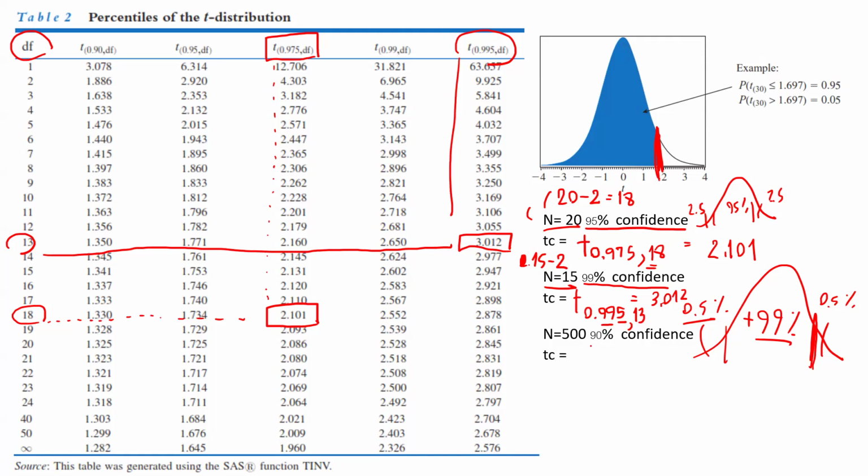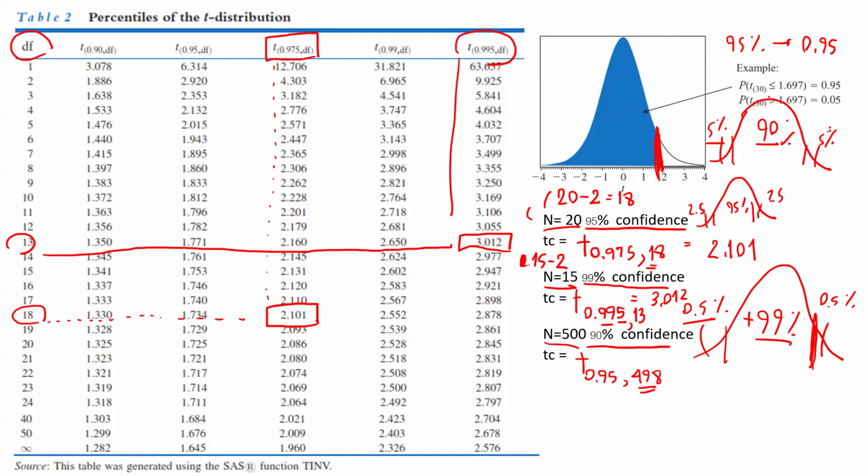Then 90% confident. Okay. To do it slowly, 90% on the center, and we allow 5% on the left, 5% on the right, because total must be 100%. So 90 plus 5 is 95, which means 0.95. So we have to open 0.95, minus 2, we get 498.